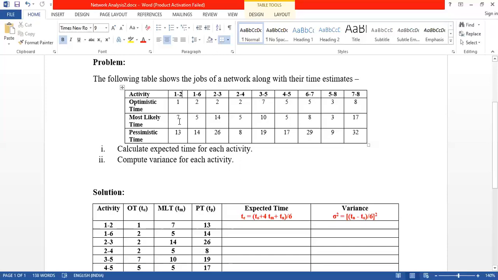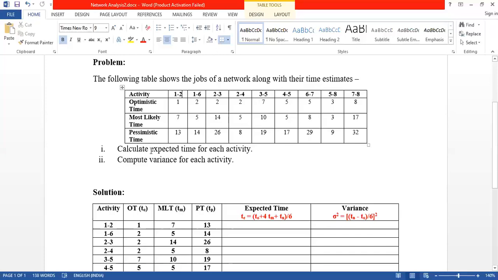Most likely time is the time which has been observed during most number of times it has occurred, whereas optimistic time is the best time, that means the least time it has taken. Pessimistic time is the worst time, that means the maximum time it has taken. So we have been given a situation where we don't know how much time it will take, but three different categories of time have been given: 1 to 2 in best condition can be done in 1 hour, mostly it is done in 7 hours, and in worst condition it can be done in 13 hours. So these three time values have been given for all the activities.